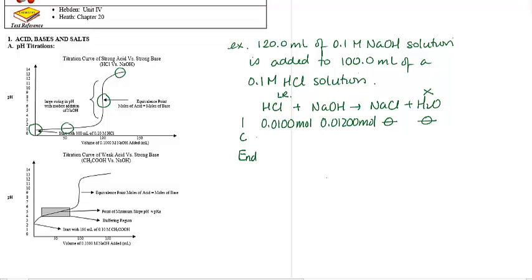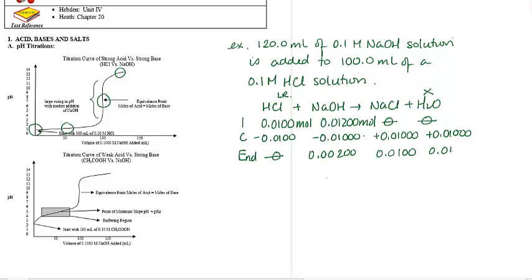And so when we take a look at the change, we see now that all of the HCl is used up. And we again subtract the same number of moles from the NaOH. We now add the 0.0100 moles of NaCl, and we also add 0.0100 moles of water. In the end, we end up with 0 moles of HCl, 0.00200 moles of NaOH. We have 0.0100 moles of NaCl and 0.01000 moles of H2O.